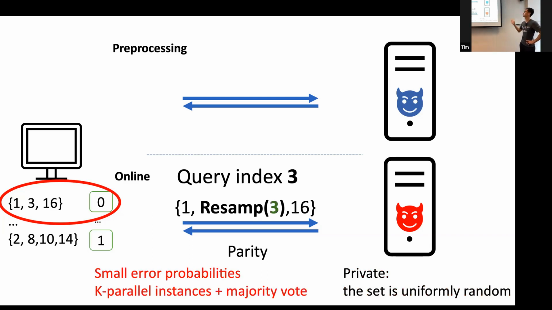This fix will introduce some small error probability. That's because if you resample 3 and with some bad luck, 3 is indeed kept in that set, then the parity you learn from the online server will be exactly the same as your local parity. So basically you learn nothing, right? To boost our success probability, we run k parallel instances and just perform a majority voting. And if we have polylogarithmic parallel instances, then we can boost the error probability to negligibly small.